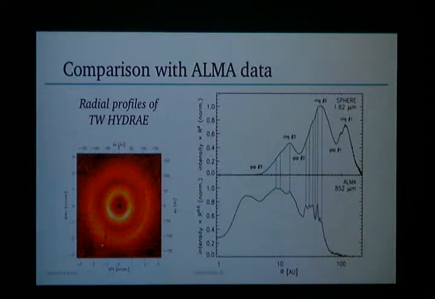And here we have an example of TW Hydra, where here's the radial profile from Sphere and the radial profile from ALMA, that, as you can see, look very different because they image different sizes of grains from the disk. However, you can still see some features. So, this is the Sphere image, and you can perfectly see the rings and the gaps visually, and then in the radial profile. And with the ALMA image, you can see some features in the radial profile that correspond to the ones in the Sphere profile.